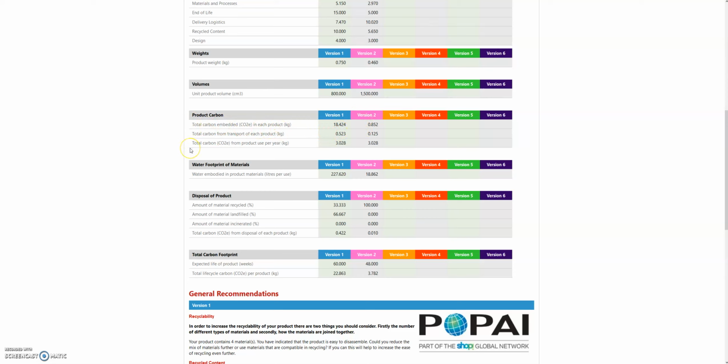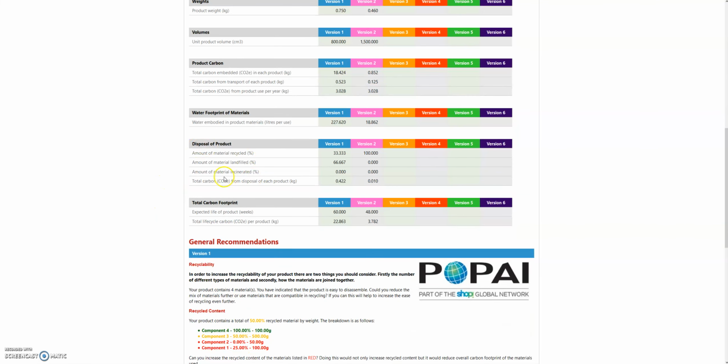Carbon from transport, which is all the logistics, the supply of materials, the delivery to end user, and carbon from product use. In this case, they both use exactly the same amount of electricity and therefore have the same carbon score. There's also a water footprint figure. Now, this is purely the water embodied in the materials used in the product. So some materials have what's called quite a high water footprint. So it takes a lot of water to create them, to refine them, to process them. So this is purely the materials. Water footprint isn't measured for anything else. None of the processes or transports have that.